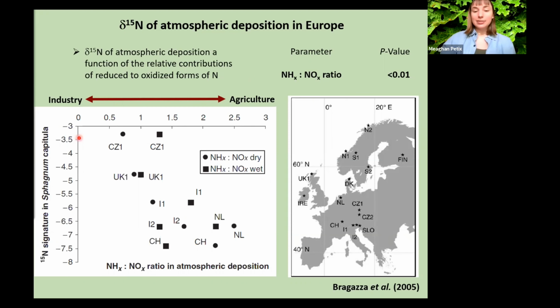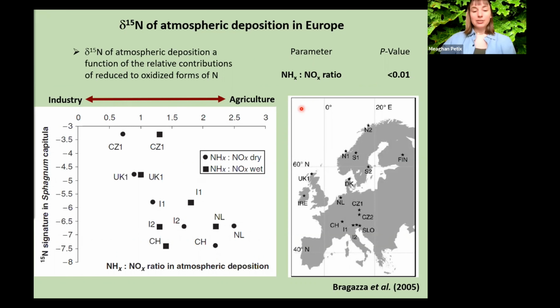And they found that isotopic signatures were related to the ratio of reduced to oxidized nitrogen forms in atmospheric deposition rather than to the total amount of atmospheric deposition, which indicates that delta 15N signature of sphagnum moss can be used as an integrated measure of delta 15N of the atmospheric precipitation.